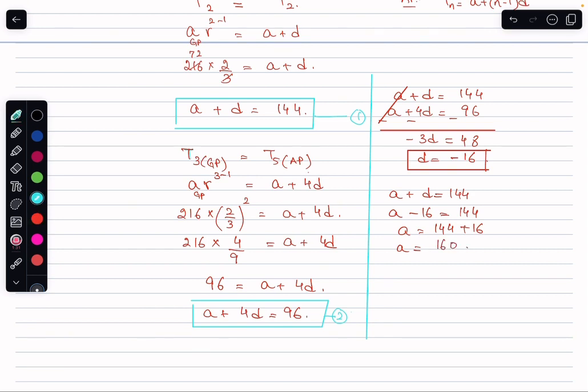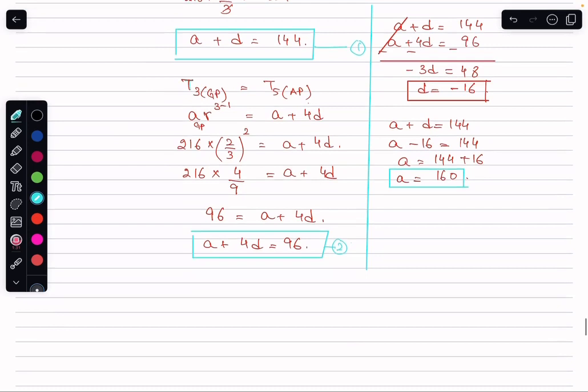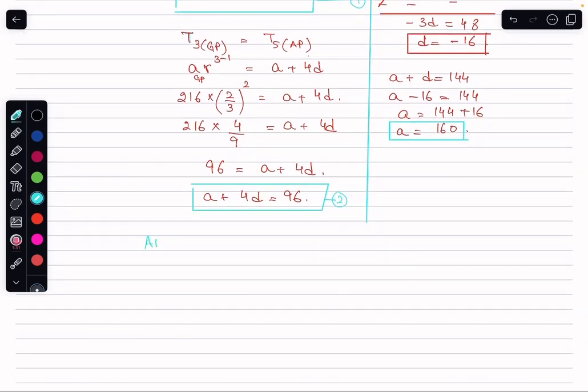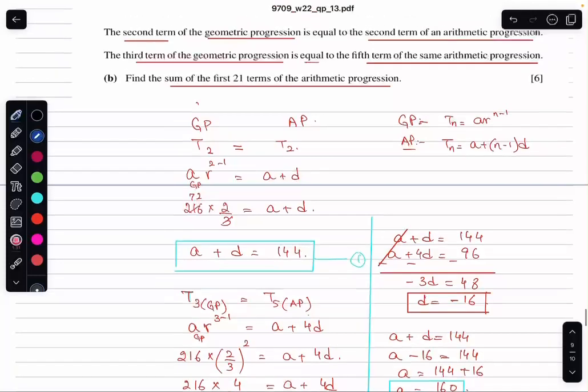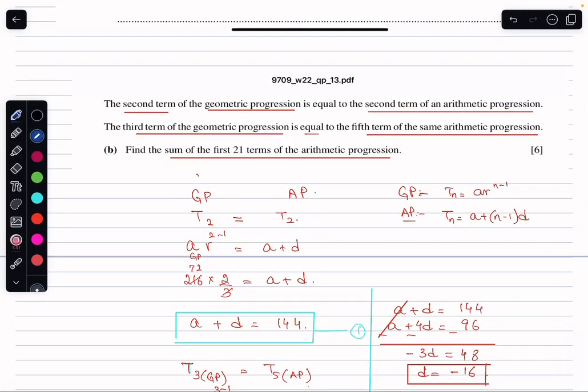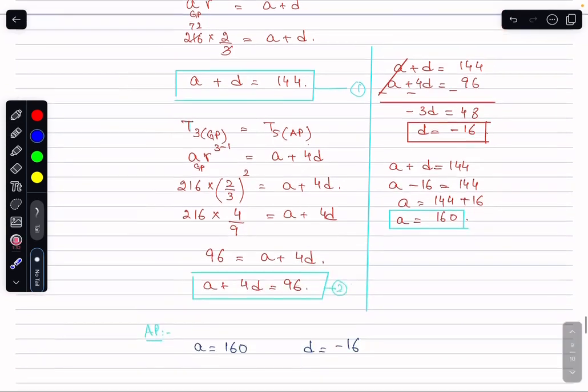So this is going to be the first term for the arithmetic progression here. We have the first term, which is 160, and we have the common difference, which is negative 16. The question has asked us for the sum of the first 21 terms for the arithmetic progression.